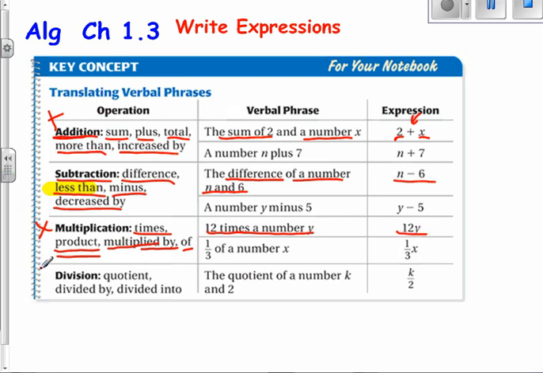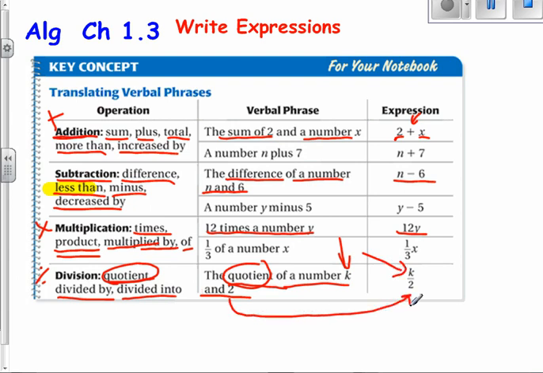Then if I look at division, you have quotient. That is a very big one you see very, very often. Divided by, divided into, the quotient of a number k and 2. And whenever you see that word quotient, the very first thing you see is your numerator, and the very last thing you see would be your denominator, so it's k over 2.